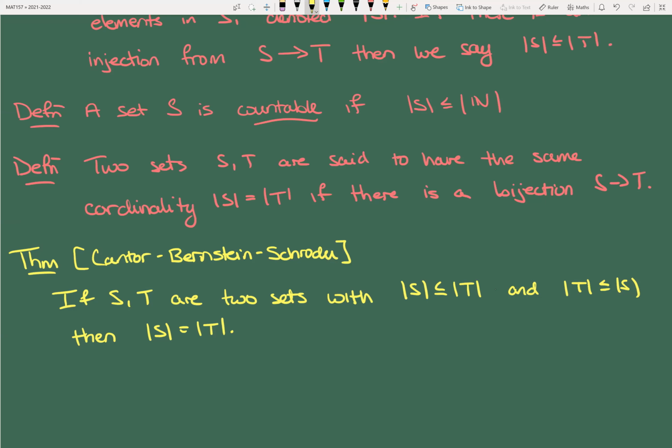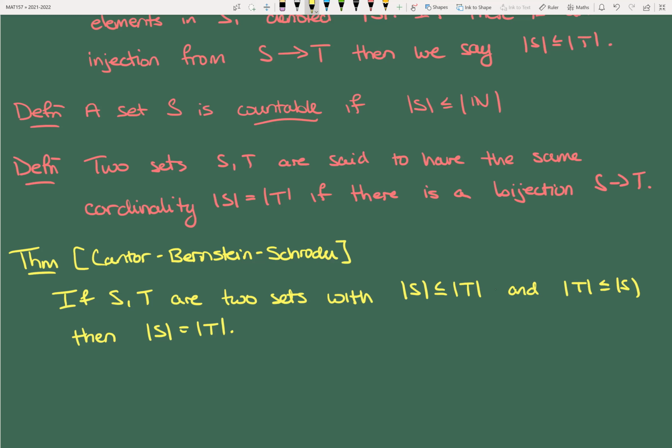Think about it. The fact that the cardinality of S is less than or equal to the cardinality of T is the statement that there is an injective map from S to T. And the fact that the cardinality of T is less than or equal to the cardinality of S is the same as saying there's an injective map from T to S. So another way of stating the Cantor Bernstein Schroder theorem is: if there's an injection from S to T and an injection from T to S, then there is a bijection from S to T. The important and critical thing is that the two injections you use don't have to be inverses of one another.